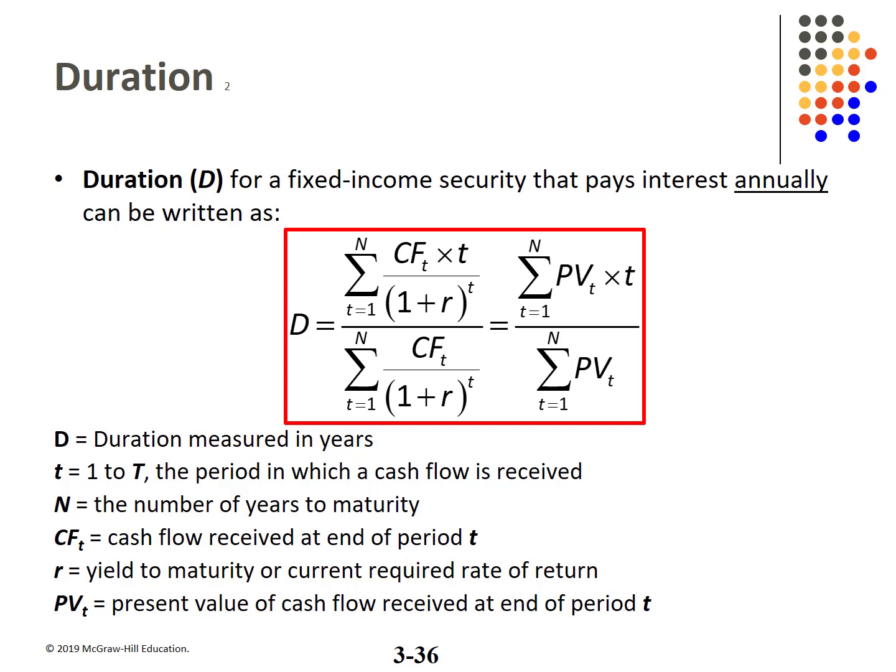This is Macaulay duration. If the security makes semi-annual or monthly payments, then the cash flow, the interest rate, and the number of periods must be adjusted to reflect the payment frequency. Look at the formula. D is duration, measured in years. Cash flow at time T is the cash flow for period T, the coupon payments. T is the time, in this case the year of the payment, and R is the yield to maturity of the bond. Put all that together. The denominator is equal to the price of the bond, the sum of the discounted cash flows. The numerator is the sum of each discounted cash flow times T, and we're going to go over several examples.